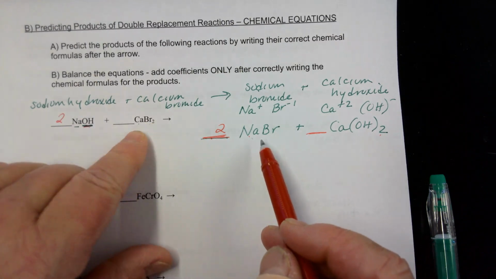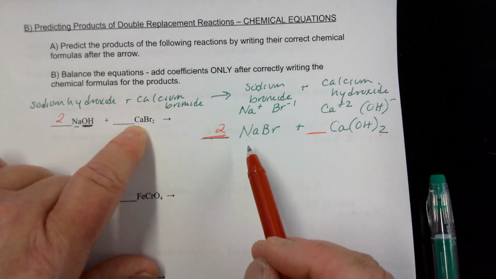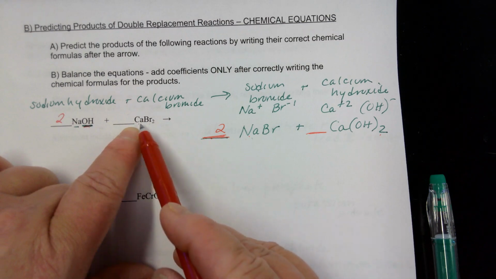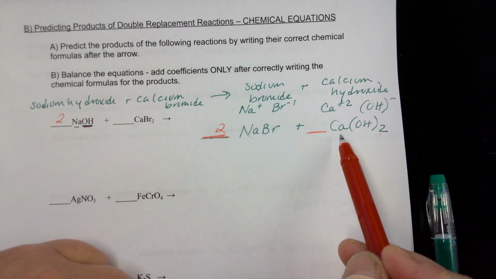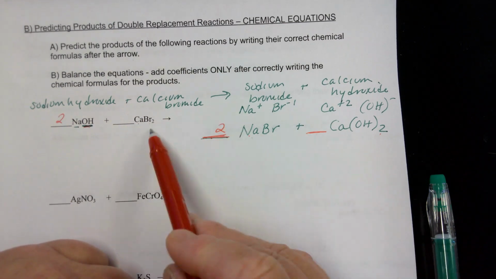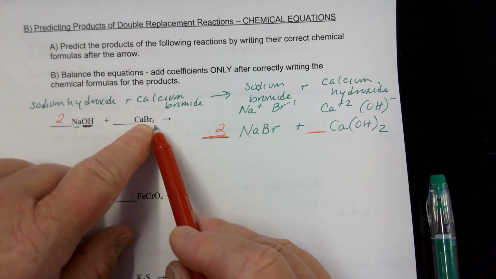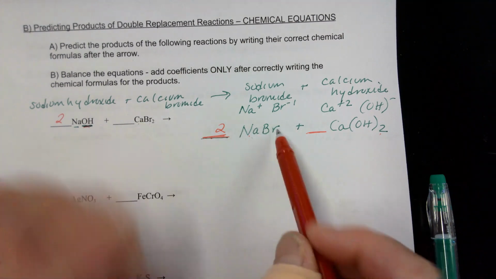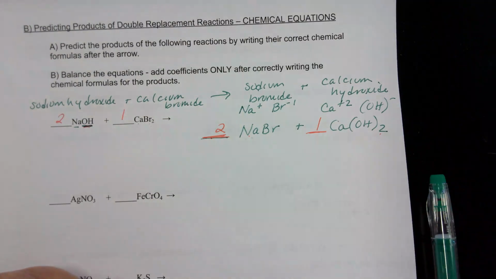And let's take a look. We still have to check out calcium and bromine. Calcium, there's one here, and there's one over here. So we're good for the calcium. Bromine, we've got 2 on the left and 2 on the right. So this equation is now balanced.